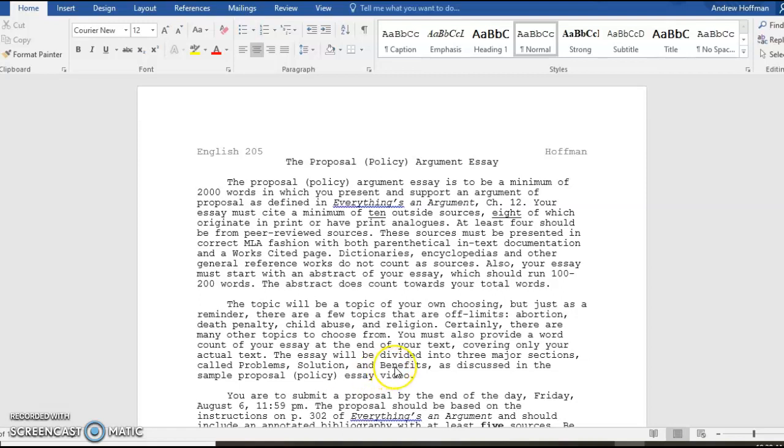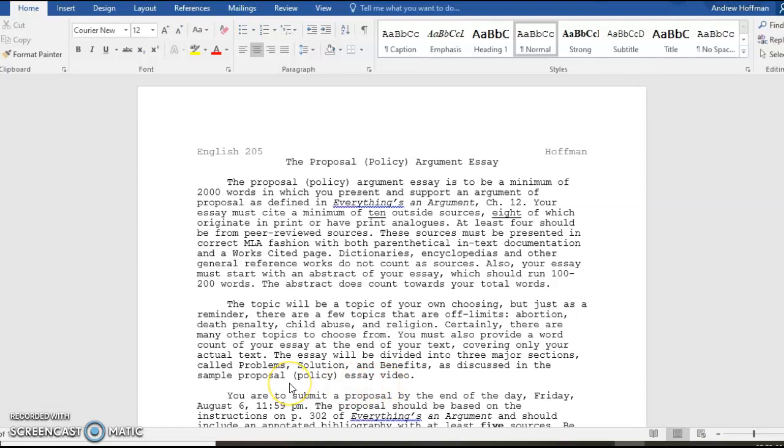The benefits section is where you show, and this is the part that most people overlook, the good things that will happen. So you say, if we change the law in this way, here are the good things that will result. A lot of people think that it's automatic. Like, well, I showed you the solution, so there, boom, done. No, that's not logically complete. So please make sure you watch the sample policy essay video.